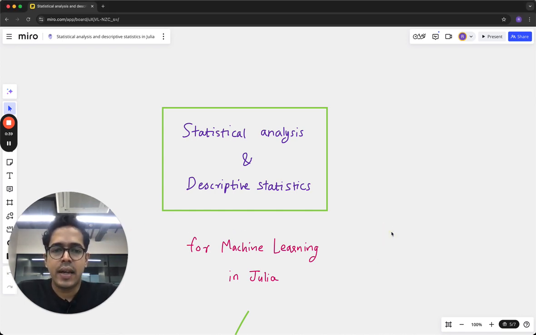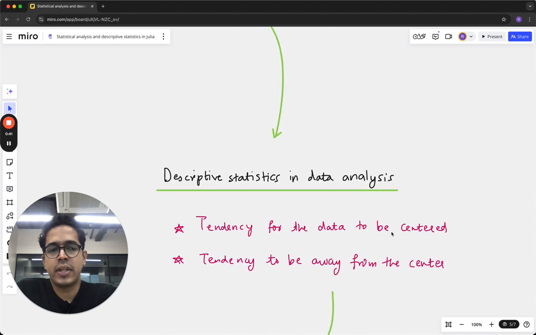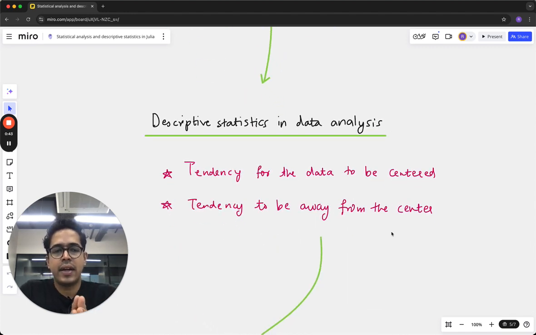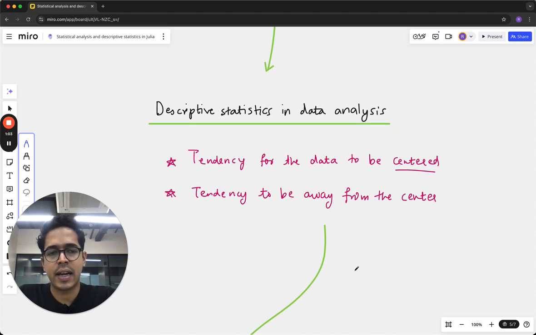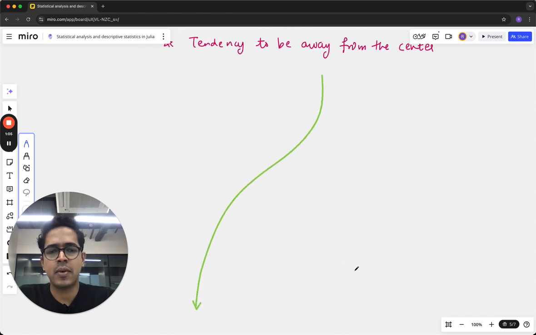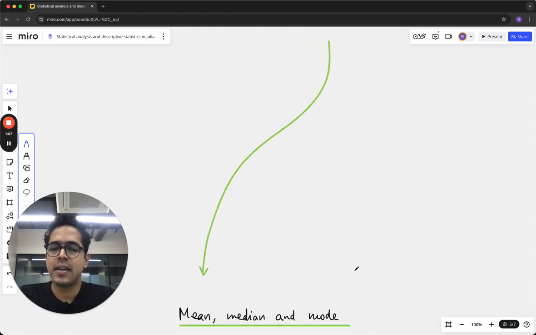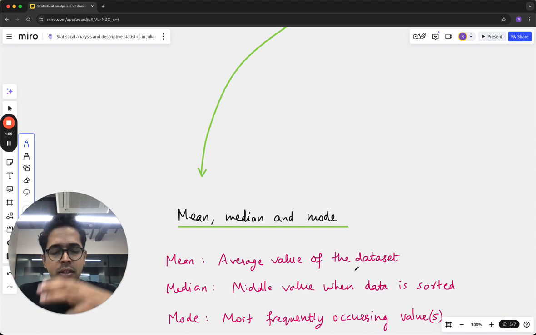So in statistics, the main two things that we talk about are the tendency for data to be centered around something and the tendency for data to be away from that center. We might measure the tendency to be centered using mean, mode, median, etc., and the tendency to be away using range, standard deviation, variance, etc. So there are different mathematical parameters that we can describe, and today we'll be implementing some of them on some simple dummy data set to familiarize you with this whole thing.